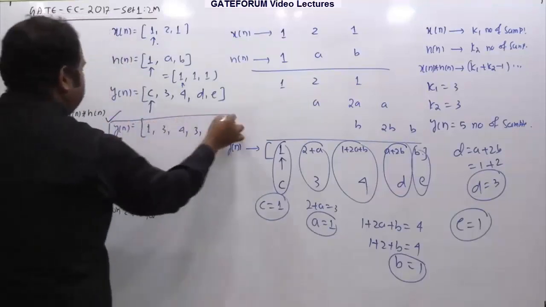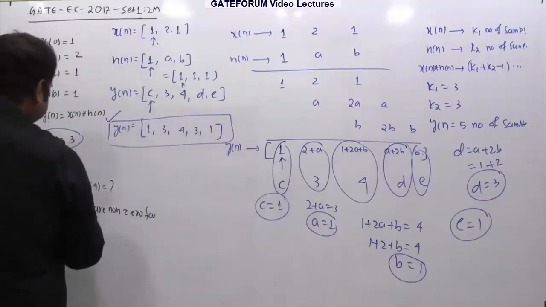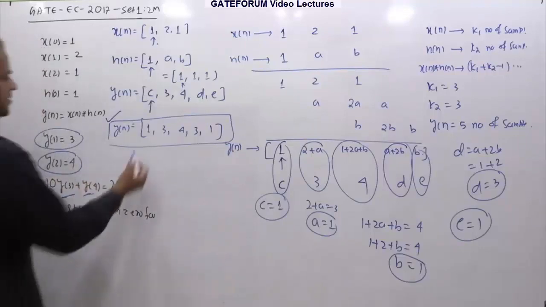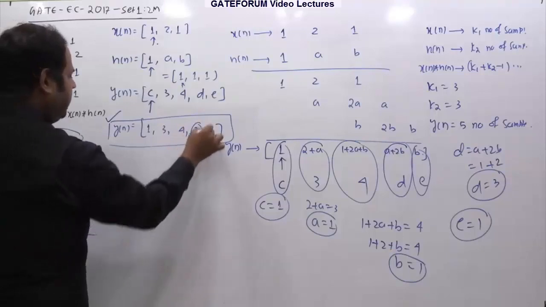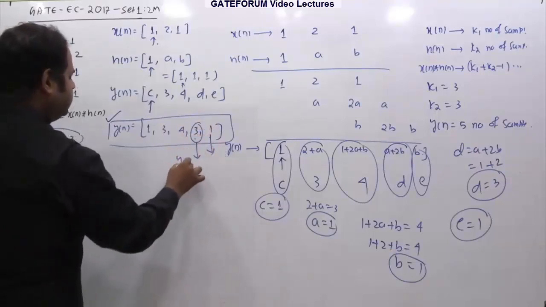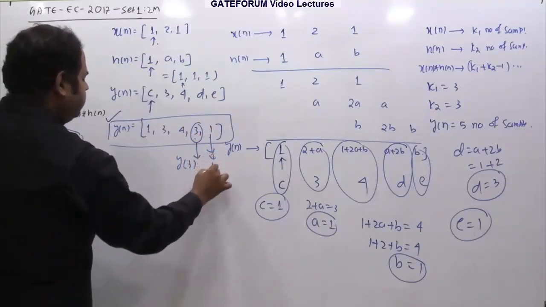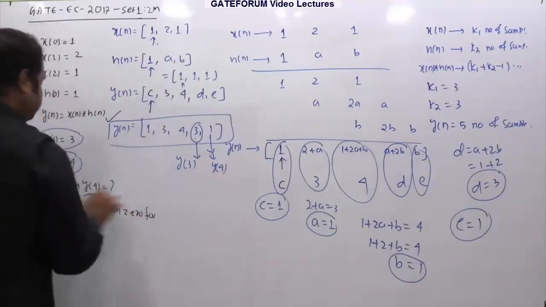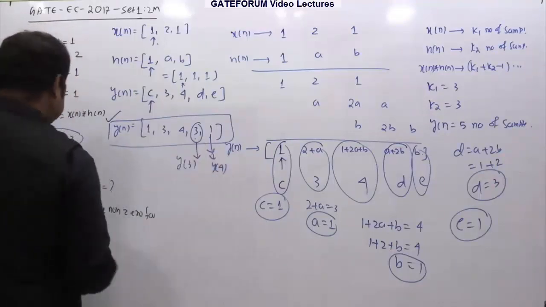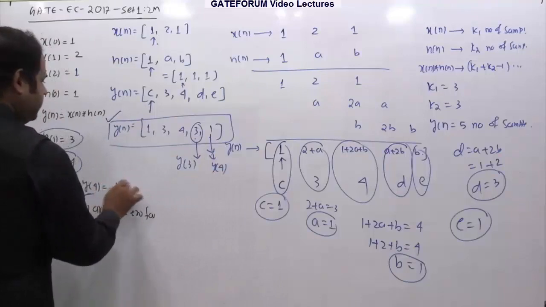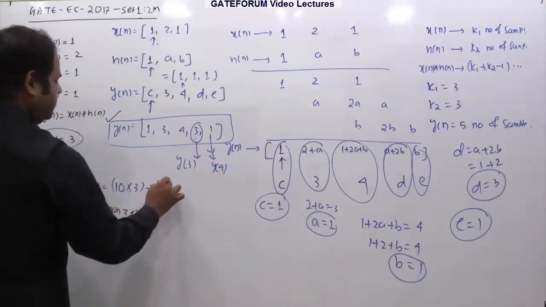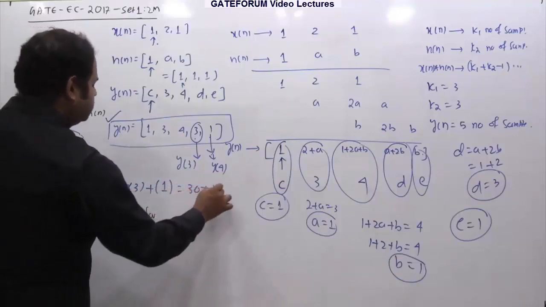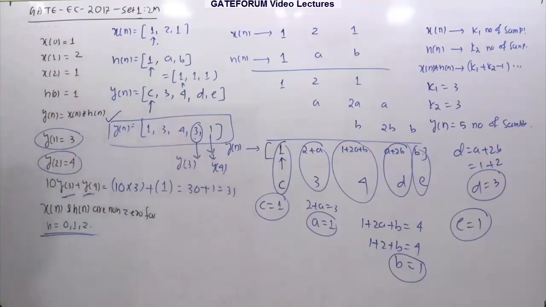But anyway, finding a and b are not my priority, because to answer this I need y3 and y4. So this is y of 0, 1, 2, 3 and 4. So this is my y3 and this is my y4. So y3 is equals to 3, y4 is equals to 1. So this is 10 into y3 is 10 into 3 plus 1 is nothing but 30 plus 1. So that is coming as 31, right?